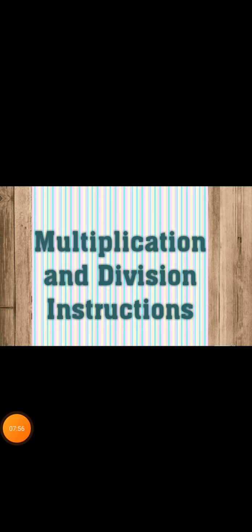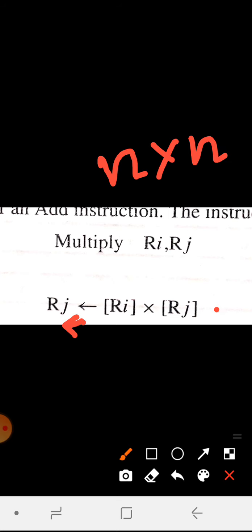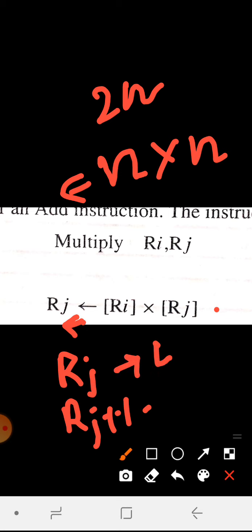Lastly, we have multiplication and division instructions. So multiplication says multiply Ri comma Rj. This is the representation we have, that is Ri into Rj, and store the result back in Rj. If you are taking the information as n bit, then the output you will be getting is 2n bits. Therefore a single register will not be enough to store your result, so we will be using two registers. One is Rj and the other one is Rj plus 1, that is your adjacent register, where Rj will be holding the lower order byte of your answer, and Rj plus 1 will be holding the higher order byte of your answer.